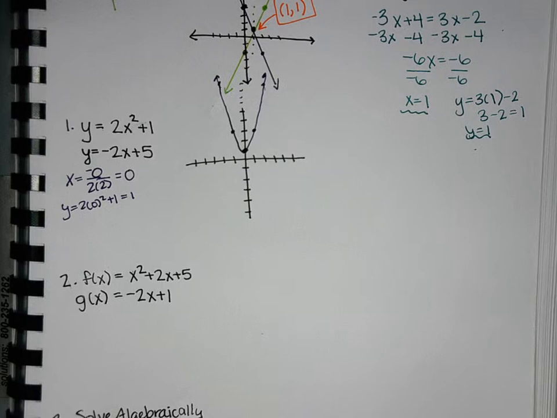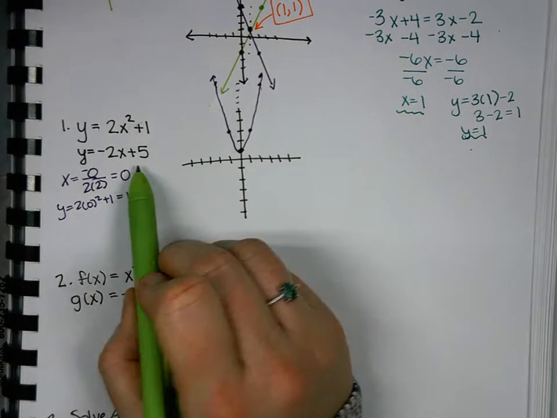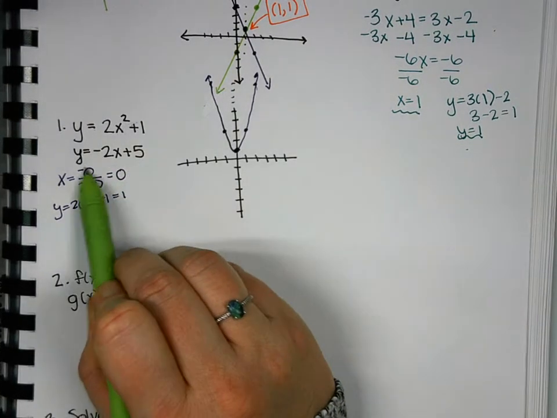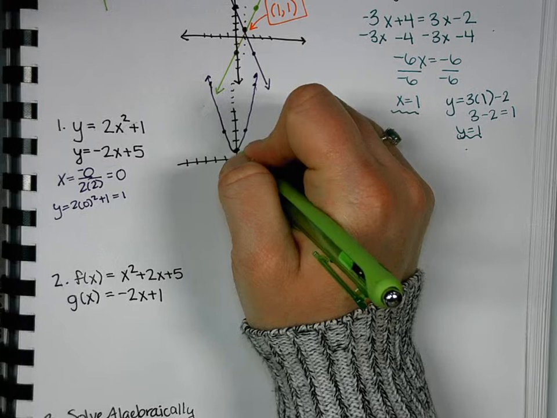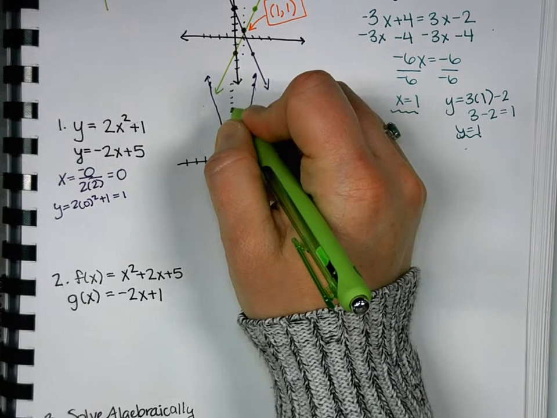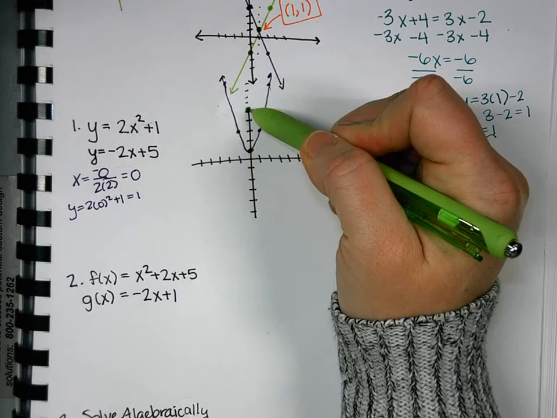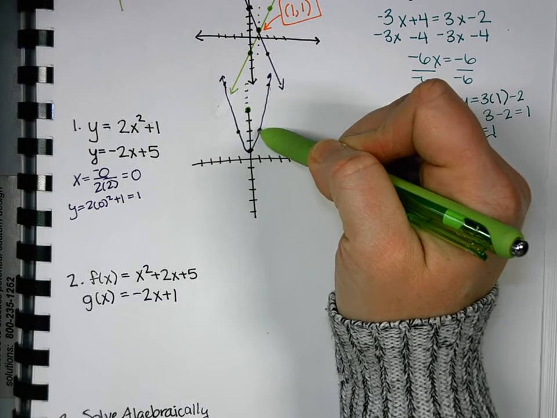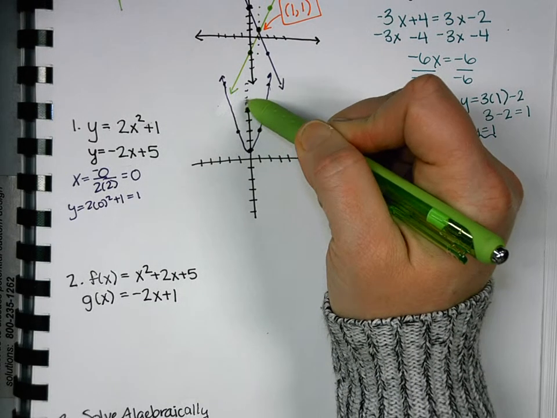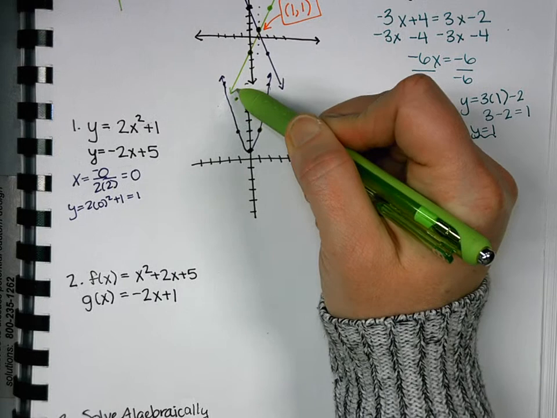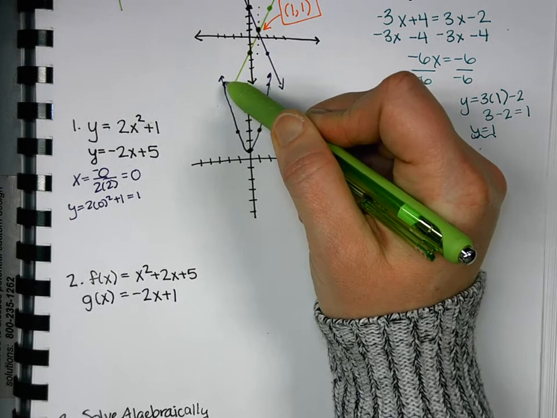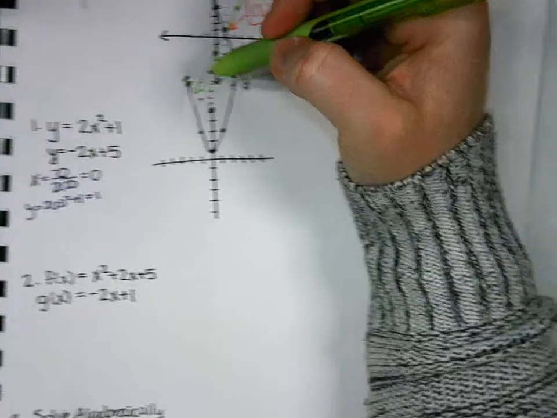Okay, then we're going to do the line. So how do we graph this line? What's the y-intercept? The y-intercept is 5. So 1, 2, 3, 4, 5. And what's my slope? Down 2 over 1. We can also go up 2 over 1, up 2 over 1 to get your line.